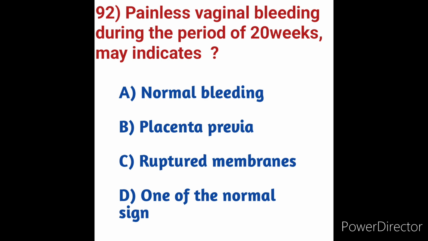Placenta previa is a cause of bleeding late in pregnancy, after about 20 weeks. It causes bleeding because the placenta is close to or covers the cervix. Bleeding with placenta previa is painless.